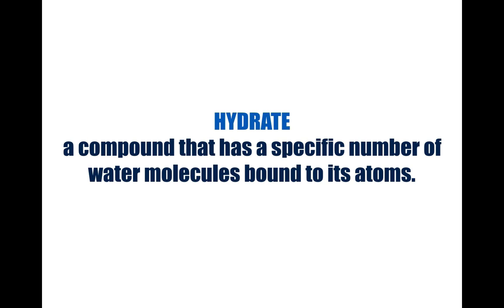So, a hydrate. The definition of a hydrate is a compound that has a specific number of water molecules bound to its atoms. A hydrate is basically made of two components. Number one, an anhydrous compound, and then water molecules. You need both of those to make a hydrate.